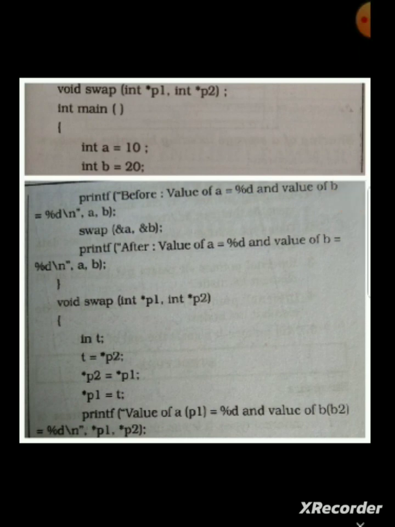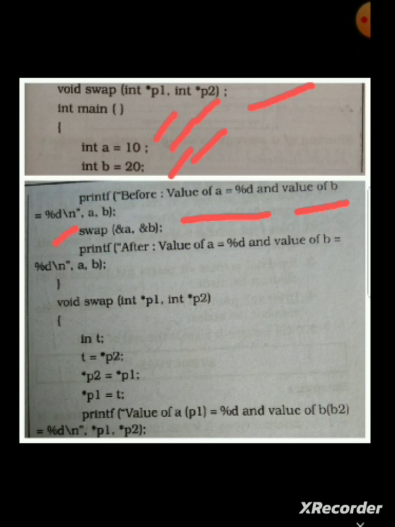See here, void swap int hashtag p1 int hashtag p2. I'm just adding hashtag everywhere. See the entire program. You can compare that program and this program and you can execute it on the system. Output will change. The same thing whatever I have written over there, I'm writing here. Int a equals 10, int b equals 20, and before value of a and value of b, 10 comma 20 will be executed, and swap ampersand a comma ampersand b.